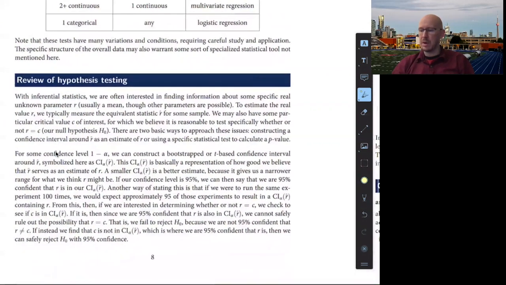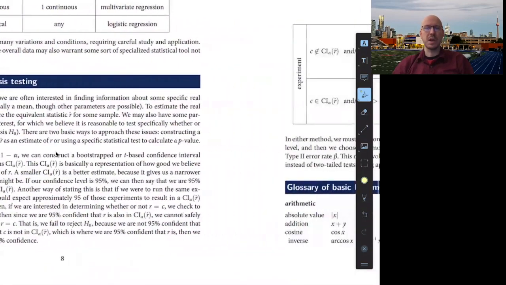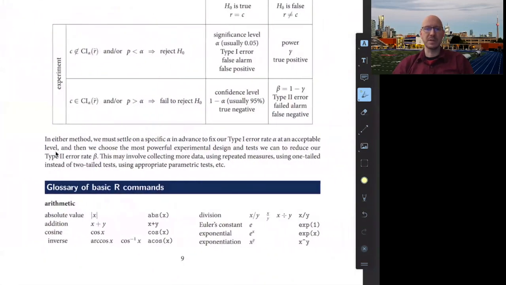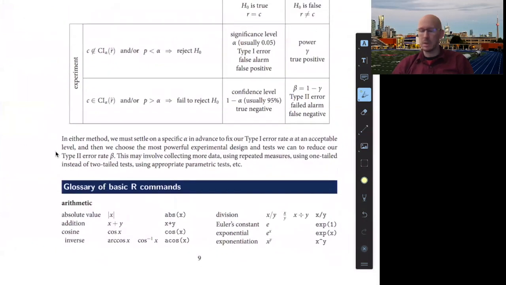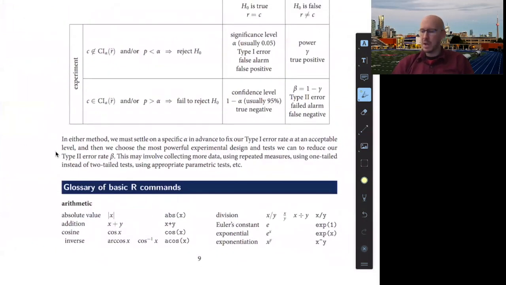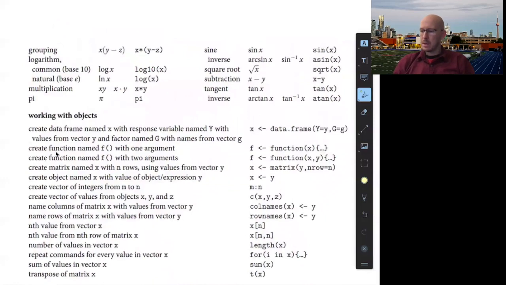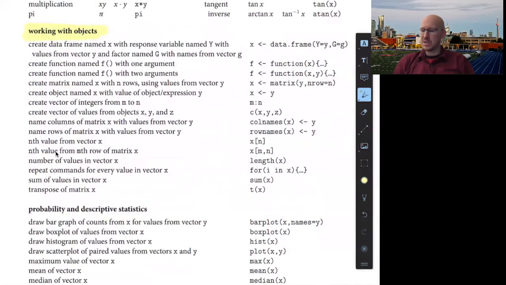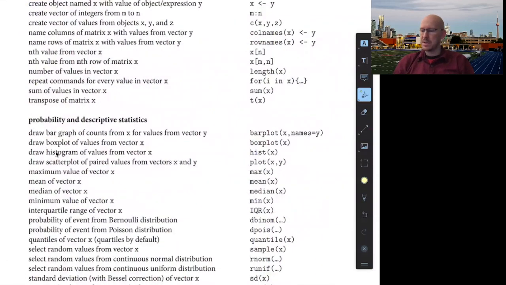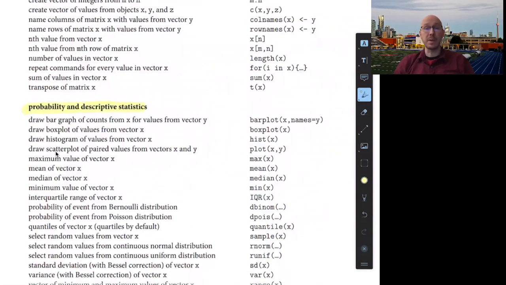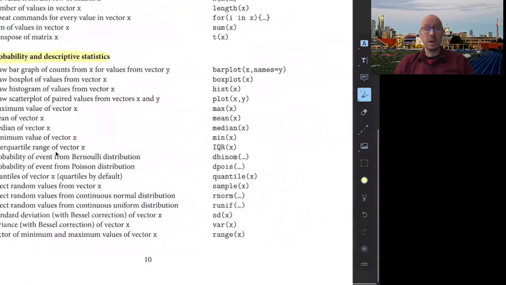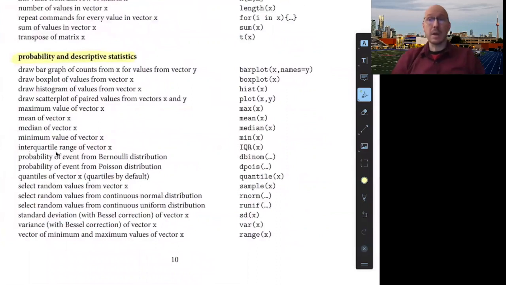There's also a review of how hypothesis testing works and how that relates to confidence intervals. And then finally, a short glossary of basic R commands. So there's basic arithmetic commands, all the ones that we've used, as well as how to work with certain types of objects in R. And some of the commands in R that are relevant to probability and descriptive statistics. And that's it for the course.